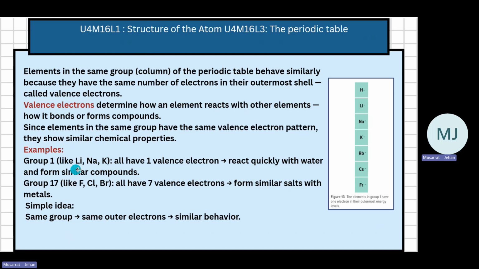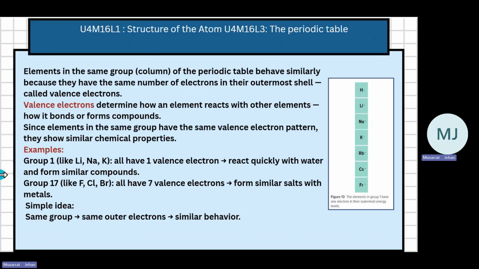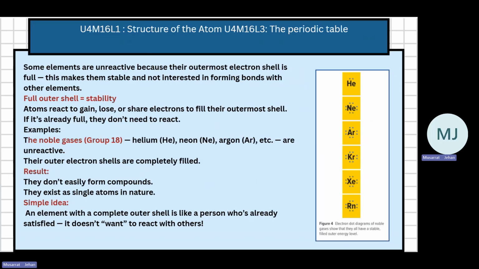Group 1 has 1 valence electron. Group 17 has 7 valence electrons. Now group 1 has 1, so it will react more with group 17 because it can give away 1 electron to group 17. If there is a full outer shell, it will be stable. The elements react with each other to acquire stability, to have a full outer shell.